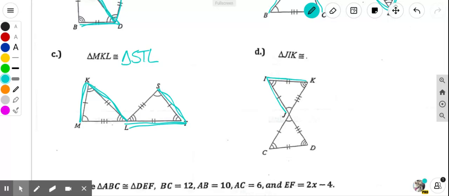It's not always like that. Like I could go 3, 2, 1. The order that you do it in doesn't really matter to start off with, but it's important that whatever order you choose for the first triangle, you match it up for the second triangle. So JIK, 1, 2, 3 would be JCD. So you just want to match up the markings.